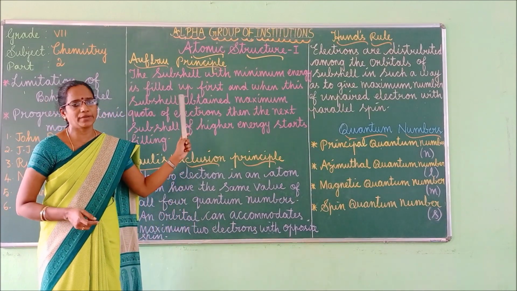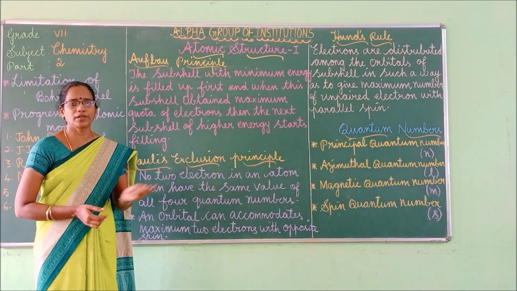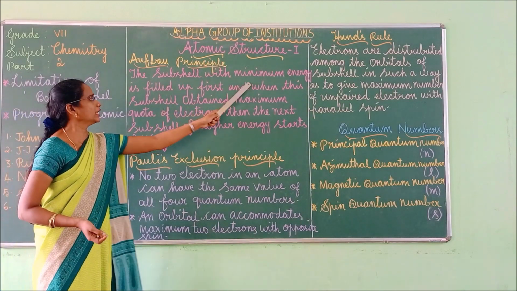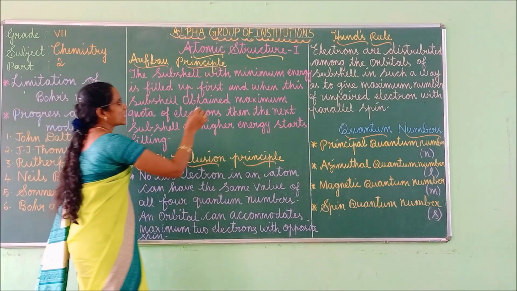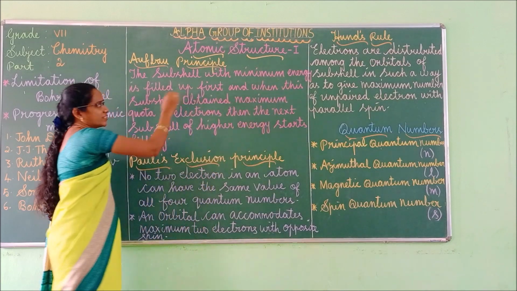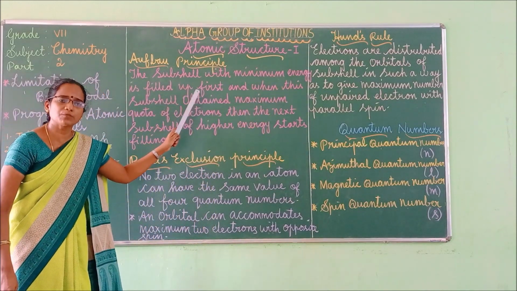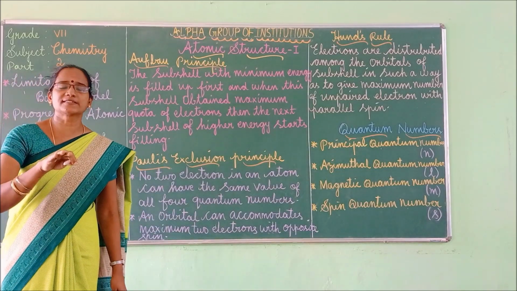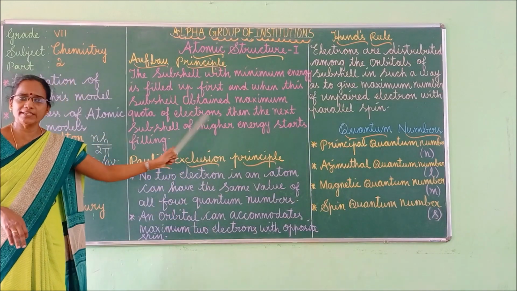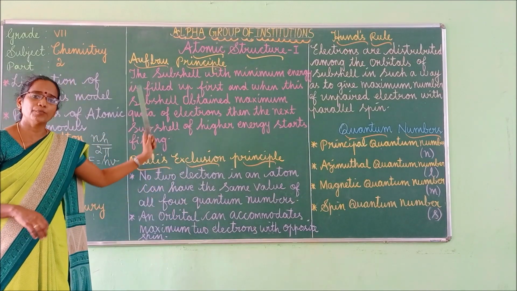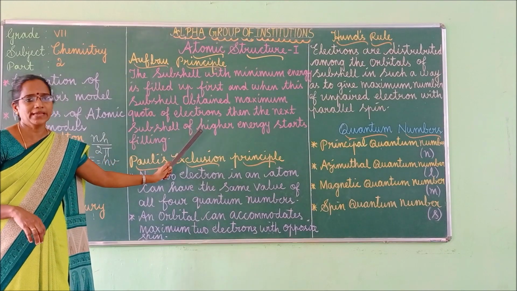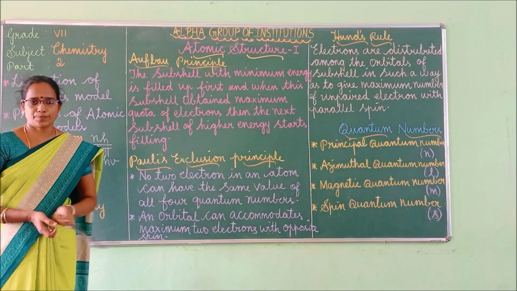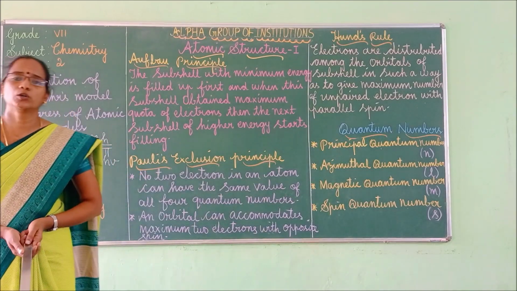This is the concept behind the Aufbau principle. So the Aufbau principle states that the subshell with minimum energy is filled up first. This line is very important. When this subshell attains the maximum number of electrons, then the next subshell with higher energy fills. First minimum energy will fill, followed by higher energy. This is the basic concept behind the Aufbau principle. It is a very important 2-mark question.